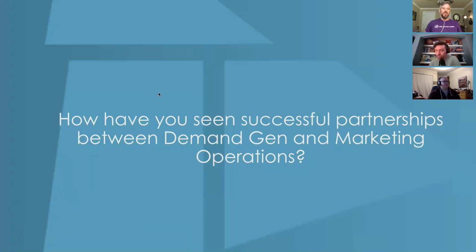Starting off, I think this is one of the key points. Being in marketing and marketing automation and demand gen for a long time, one of the things that I've seen is your successful results come from successful partnerships. So number one, how have you seen successful partnerships between that demand generation team and your marketing operations team? So both of those teams working in tandem, is there alignment? And if so, what does that look like from your past experience, and which has been the most successful? So, Jay, I'll let you kind of lead off on this one.